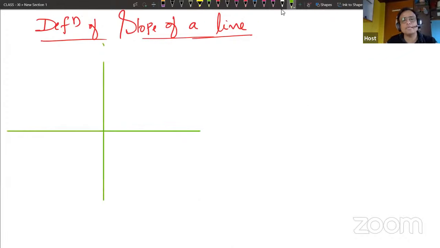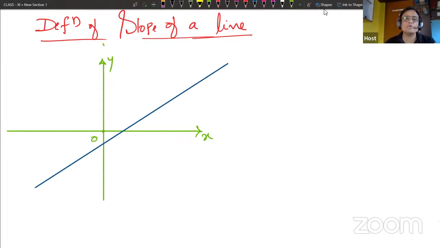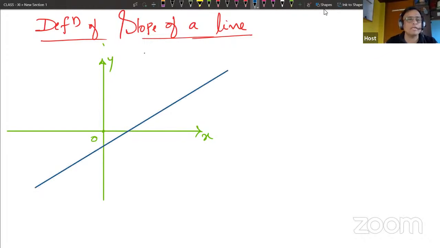So consider this is the x-axis, this is the y-axis, and this is the origin. Suppose there is a line here. To avoid confusion, because you are discussing things online, we name this line AB. We have to find the slope of AB only. So the line AB has inclination theta, correct? Since its inclination is theta, the slope of the line is equal to tan theta.